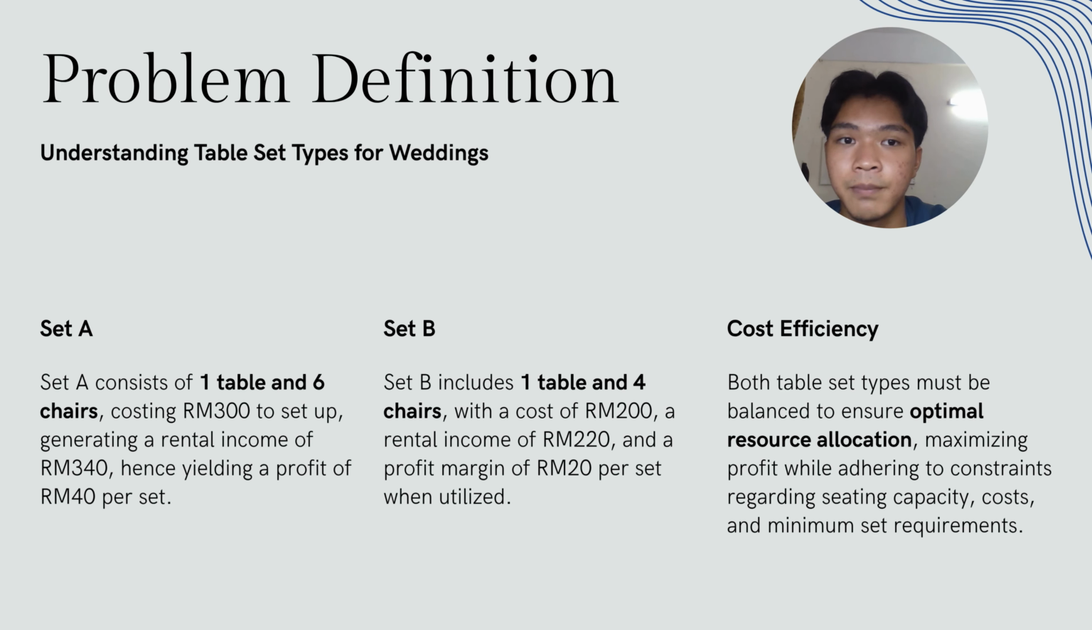Set B is used for regular guests. It has one table and four chairs. It costs RM200 and earns a rental income of RM220. So the profit is RM20. The challenge for Mr. Firdaus is to decide how many of each set to prepare in order to maximize his total profit, while still following certain limits such as space, budget, and seating capacity.